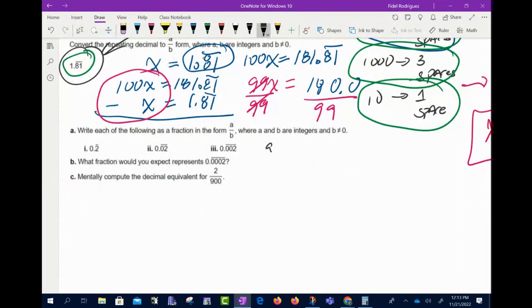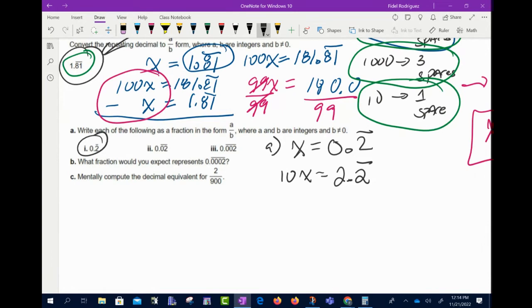So look, I'm going to look at part A. When I look at the first part of part A, I want you to notice there's 1 digit that's repeating. It's the 2. There's only one 2 that keeps repeating. So I'm going to say, let x be 0.2 with a bar, okay? Now, if I multiply that number by 10, y'all, I'm going to get 2.2 with the bar on that second 2, because remember, what repeats? The numbers after the decimal point, okay?